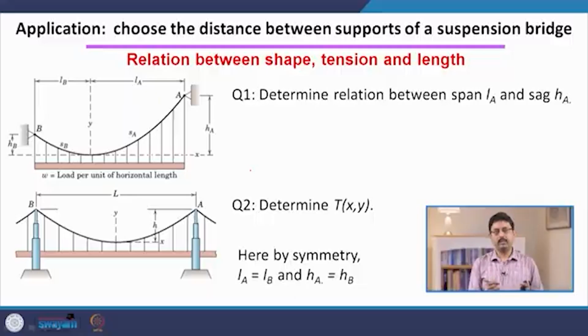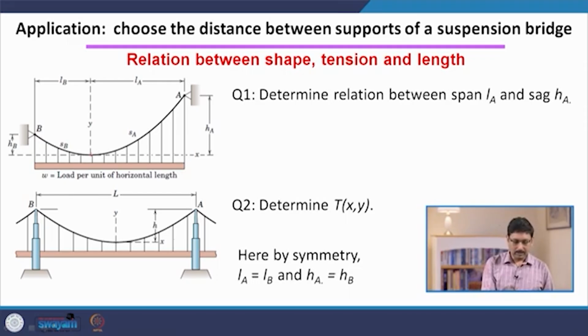Now, we take some application-oriented calculation. For example, a simple application could be that you want to design a suspension bridge, and here your material is usually the constraint. So, your length of the rope is given, then what will you choose as the distance between the two supports? Where are you going to choose the distance between A and B? I will explain this picture.